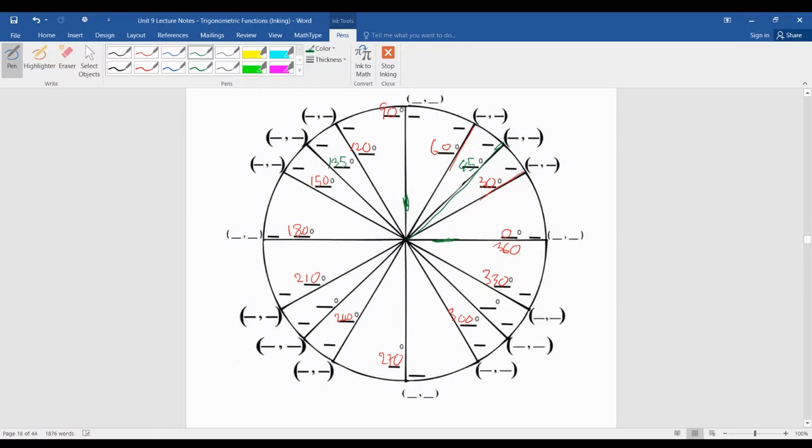And then 135 plus 45, that's 180. 180 plus 45 is 225. 225 plus 45 is 270. 270 plus 45, that's 315. 315 plus 45 is 360.